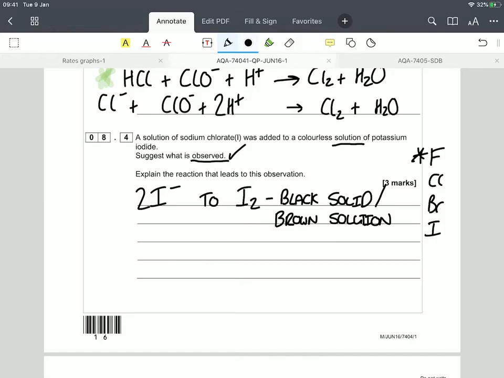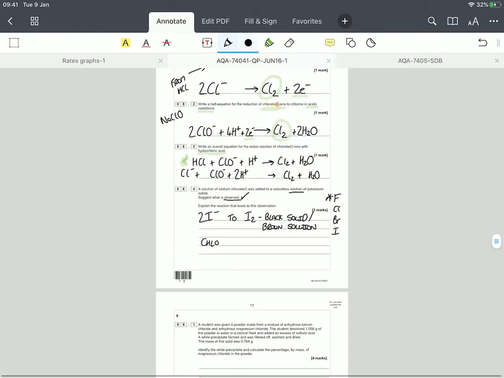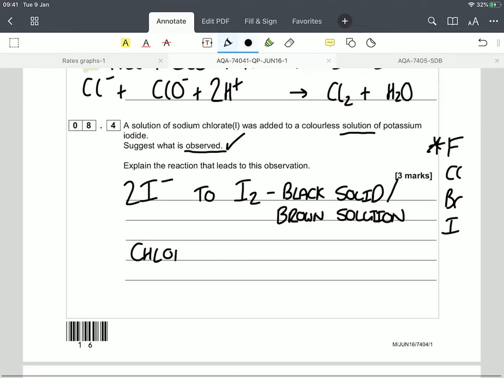Explain the reaction that leads to this observation, right? So this is something we've mentioned already. Oh, sorry. Let's go back in. There we go. Chlorate 1 ions are a stronger oxidizing agent. That must be what it is.